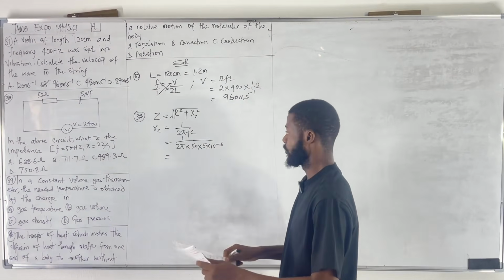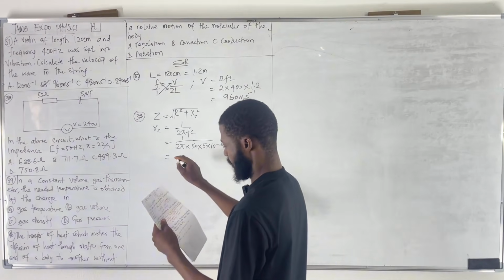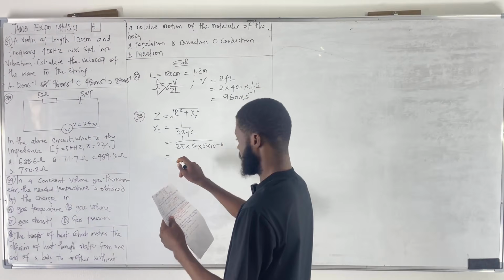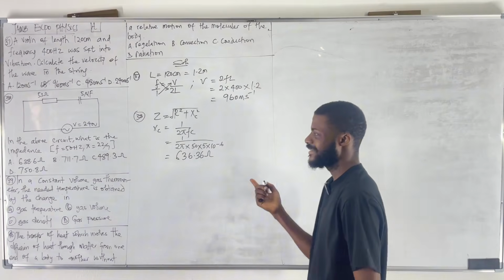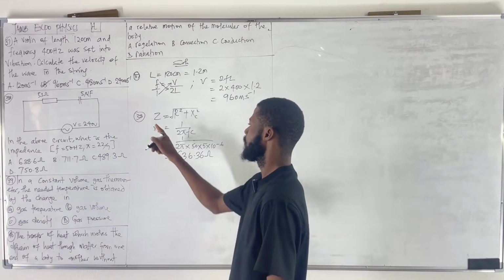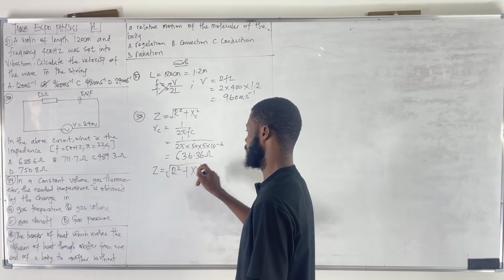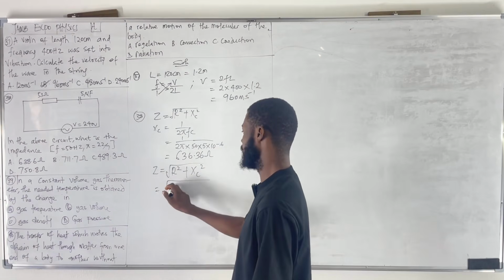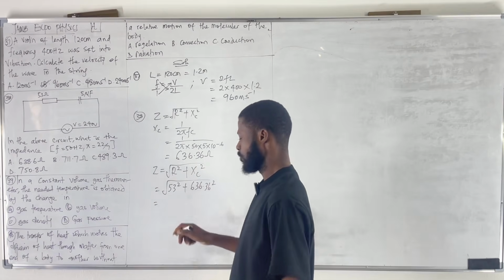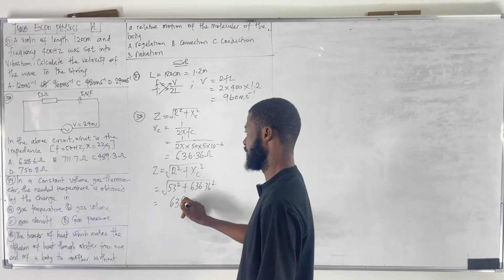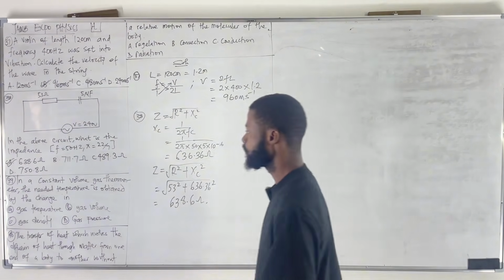When you use a calculator for that, you should be getting around 636.36 ohms. So that's the XC. But that's not the impedance yet. To get impedance, Z equals the square root of R squared plus XC squared. So that will be the square root of 53 squared plus 636.36 squared. When you do that, you're going to get 638.6 ohms. So that will be the answer, and the answer is A.